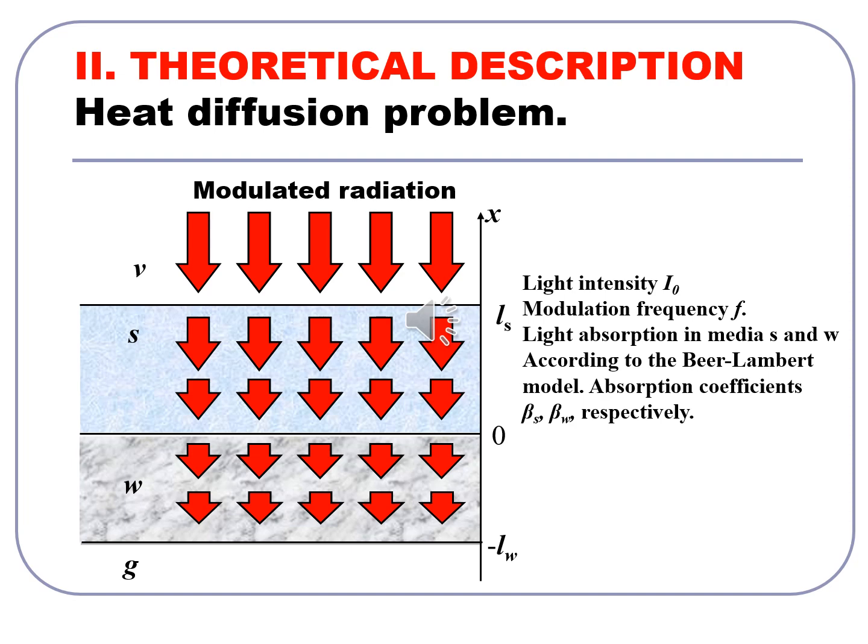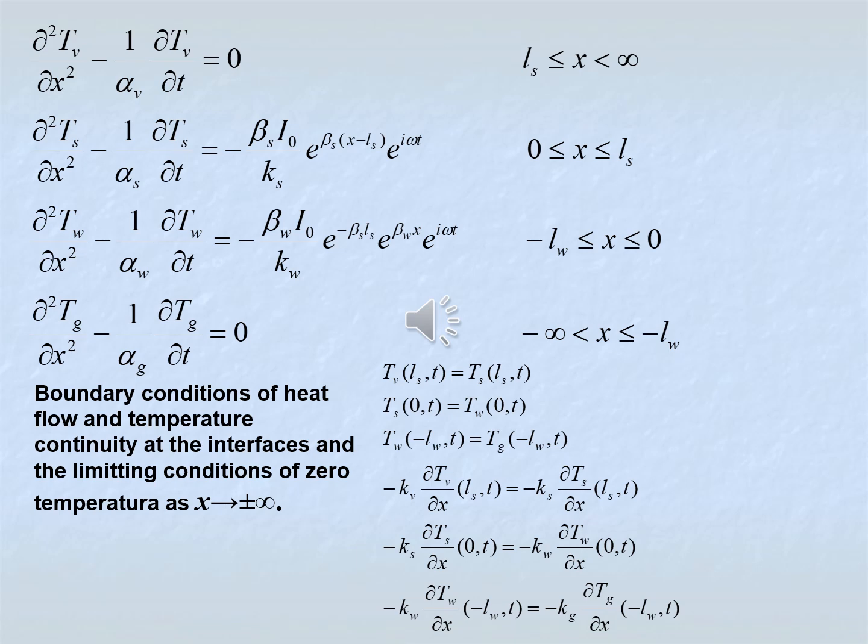The theoretical description of this technique involves a heat diffusion problem across various layers, 2 layers in this case. In this model, S and W media absorb light according to the Beer-Lambert model with optical absorption coefficients beta sub S and beta sub W. The set of differential heat diffusion equations must be complemented with the usual conditions of heat flux and temperature continuity across the interfaces and the limiting conditions of vanishing temperature as X goes to plus or minus infinity.